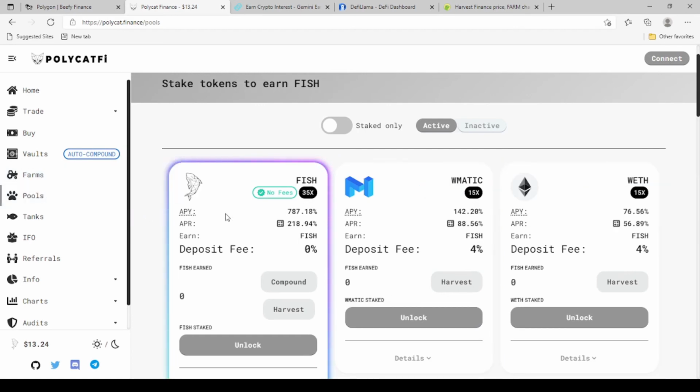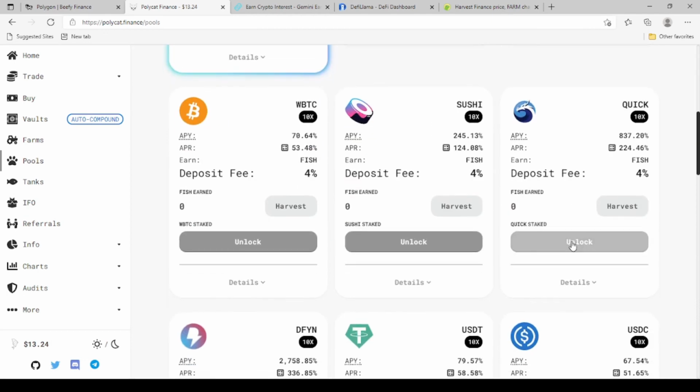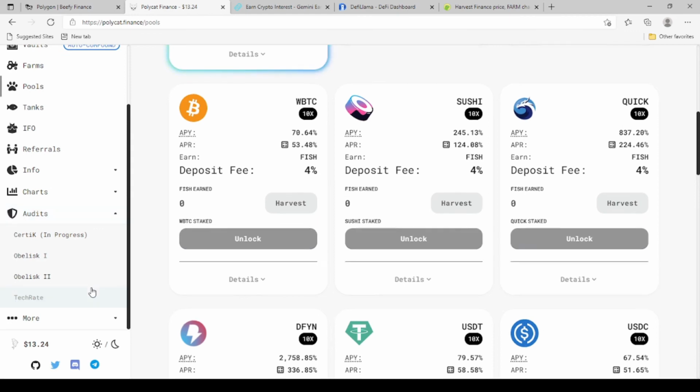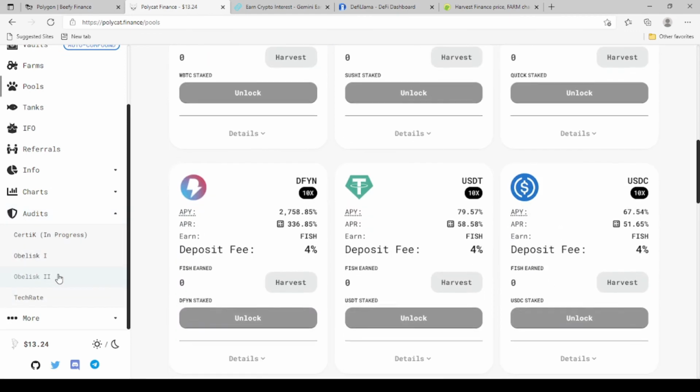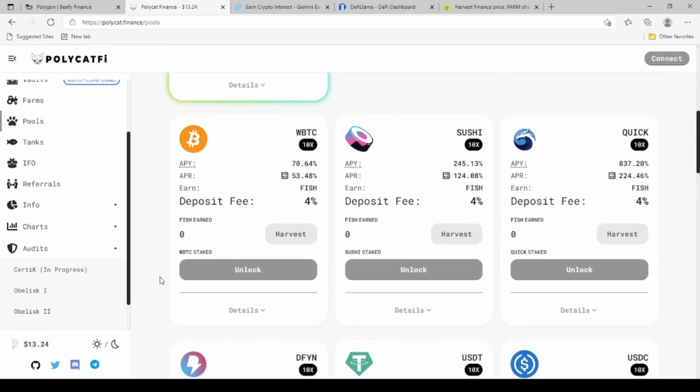I don't want to say anything mean because I haven't dared to put my money in this project so far. But there's a lot of projects that have deposit fees, and to me, if you want to farm your tokens to earn extra yield, you have to put money up front, and there's no guarantee. For example, they say they have audits, so this one's in progress, and then Obelisk 1, 2, and the tech rate. This is one of the less awful farms, I would say.